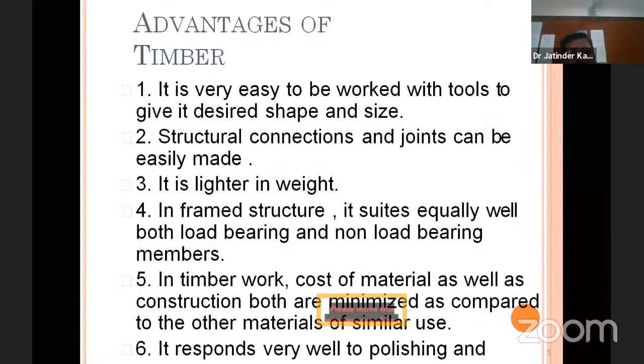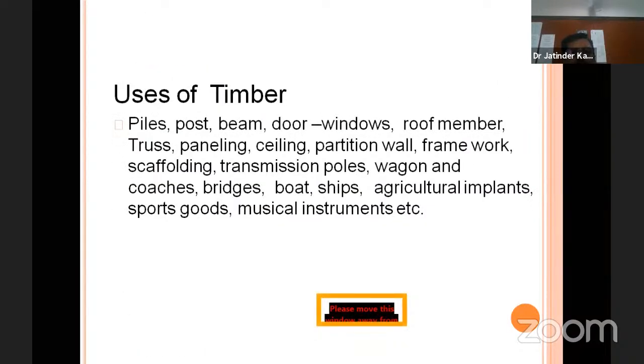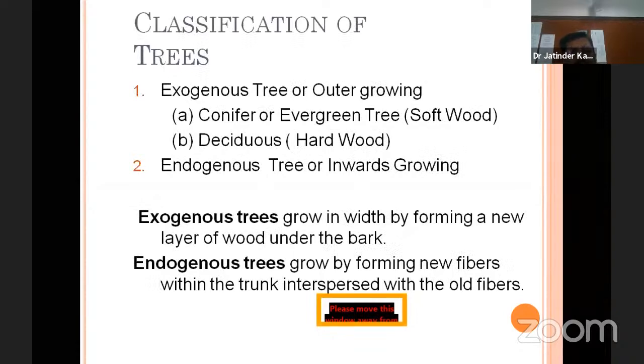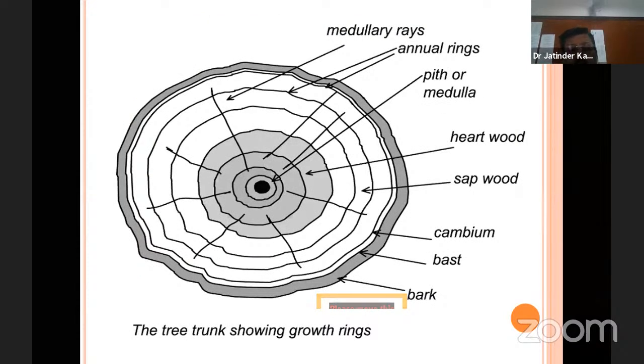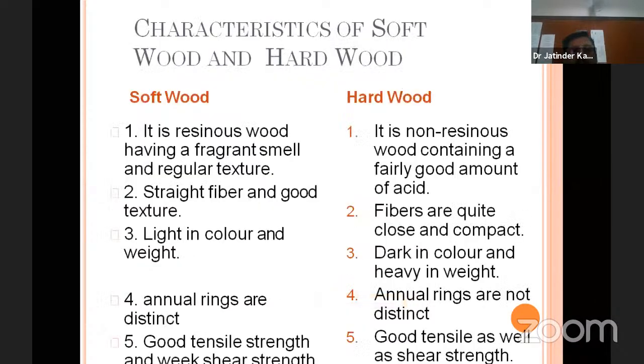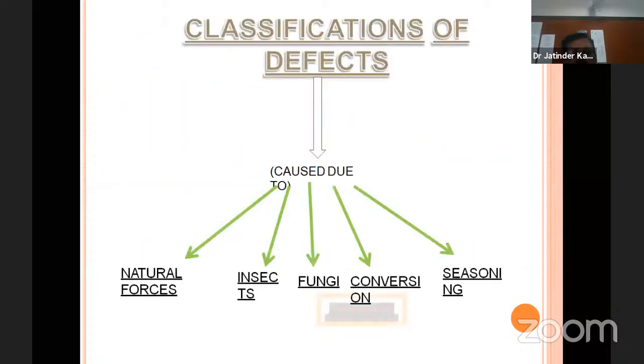So you are again given the knowledge of classification of trees, right? What are exogenous trees? What are endogenous trees? So what is the structure of timber like this? This question was asked in the viva. What is the structure of this timber, right? What is hardwood? What is softwood? Softwoods are like pine, deodar, cedar, and hardwoods like oak, teak, birch, right? So various trees are there.